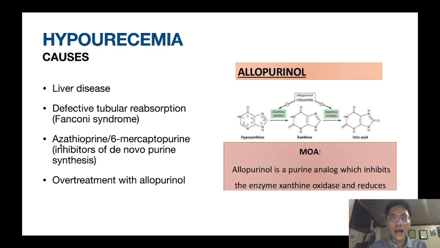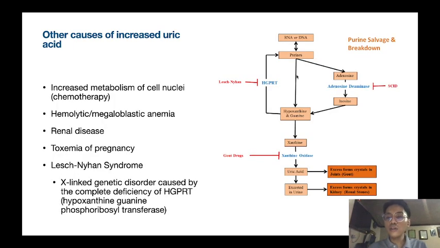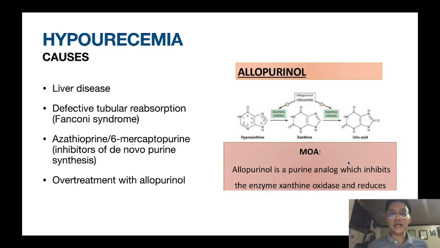The next, ito, azathioprine or 6-mercaptopurine. So, these are actually inhibitors of purine synthesis. So, kapag konti ang purine, konti lang din ang magiging uric acid. So, memorize nyo lang yan, azathioprine and 6-mercaptopurine. Next, overtreatment with allopurinol.